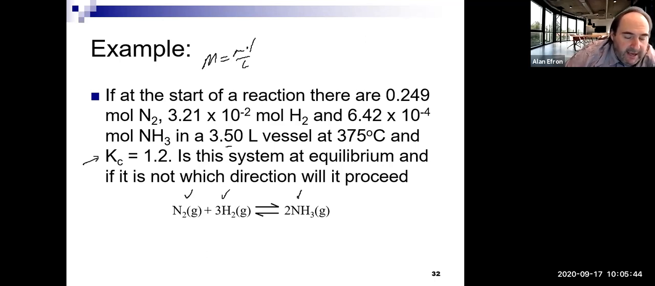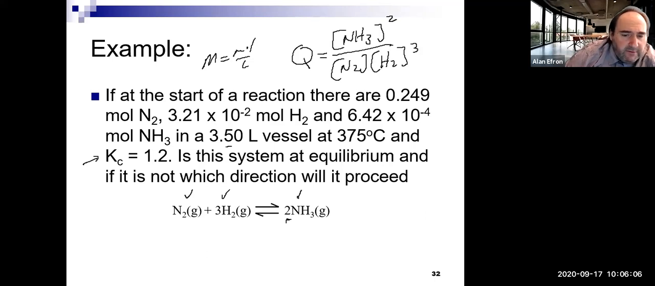So again, to calculate Q, it is done the exact same way as the equilibrium constant. So in this case, Q would equal the concentration of NH3, and we would square it because of the coefficient. We would divide it by the concentration of N2 and our H2, which would be cubed in this case. So the first thing we want to do is, since we do need the concentrations, figure out the molarity of everybody. Let's take a look here.